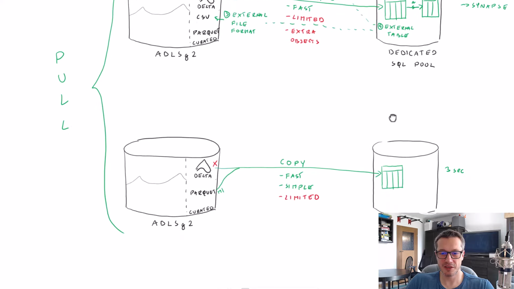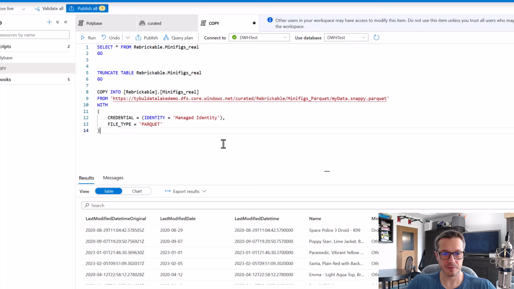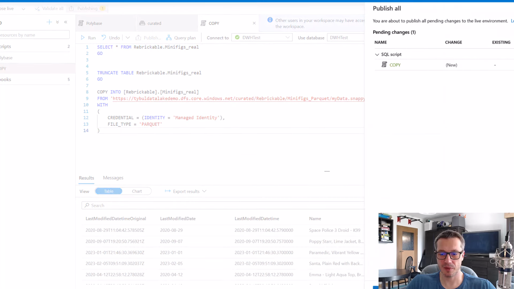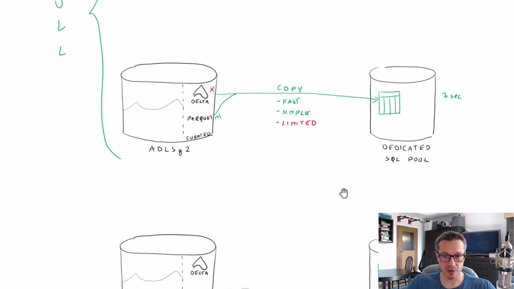And before we go further, this copy statement supports only CSV, Parquet, and ORC formats. So Delta is still not supported. All right, let me publish our changes, and let's go to Data Factory to push the data. So how might this work? Well, it would be like this.